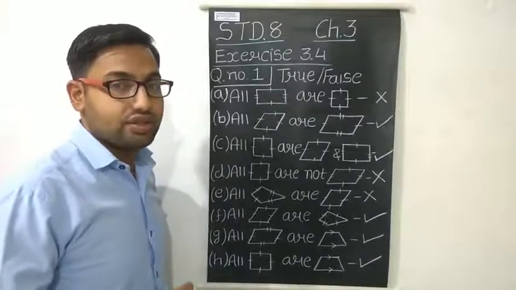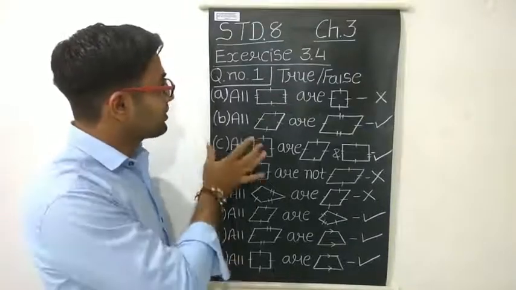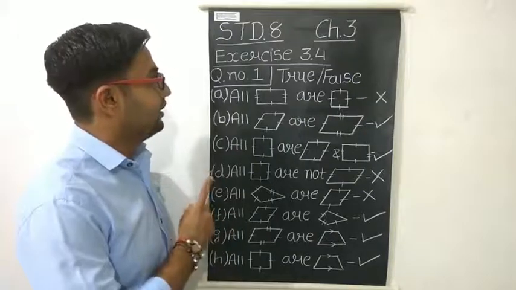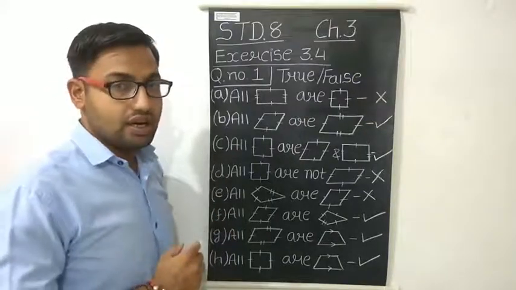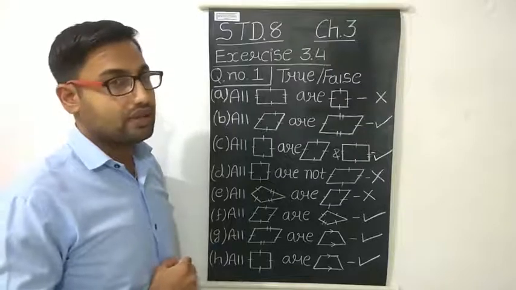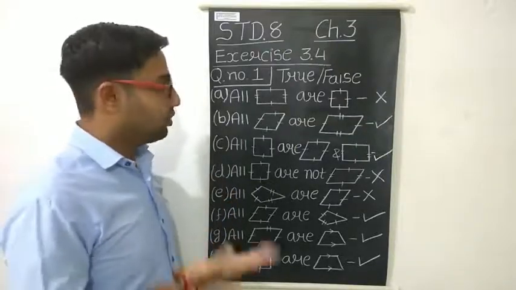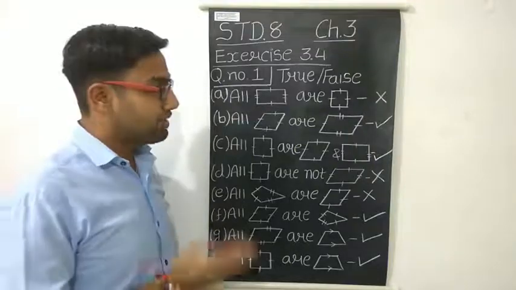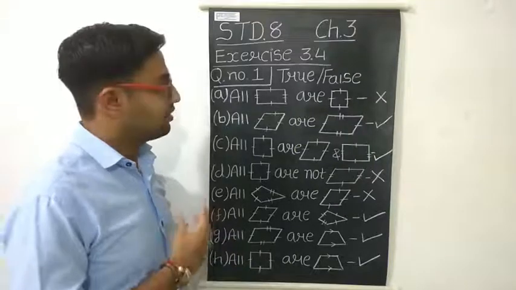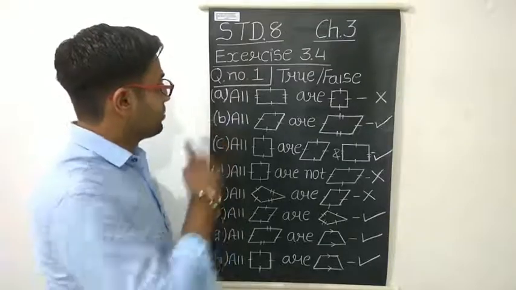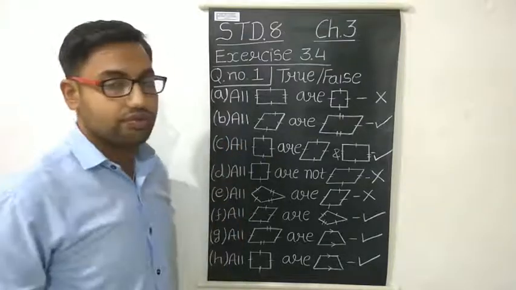Hello students, today we will study exercise 3.4. This is the topic of standard 8, chapter number 3, understanding quadrilaterals. So this exercise is based on all the types of quadrilaterals, special quadrilaterals and all those types of quadrilaterals. Okay, so the very first question is about true or false.